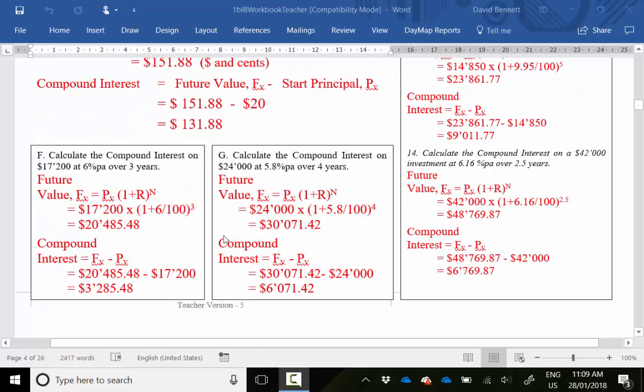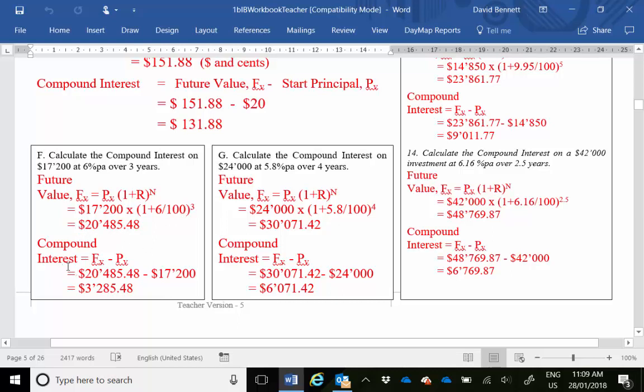Very quickly, there's a couple of examples here. So 6% over 3 years, $17,200. That's your present value. 1 plus 6 divided by 100. Why do we divide by 100? Because we've got to make sure our interest rate is a percentage as a decimal. And then that's 3 years. Putting that into our calculator, you're going to get $20,000.